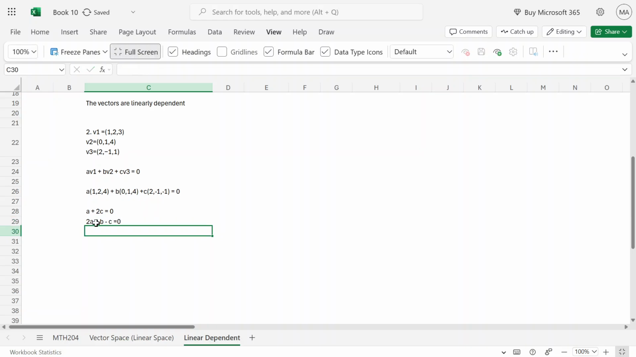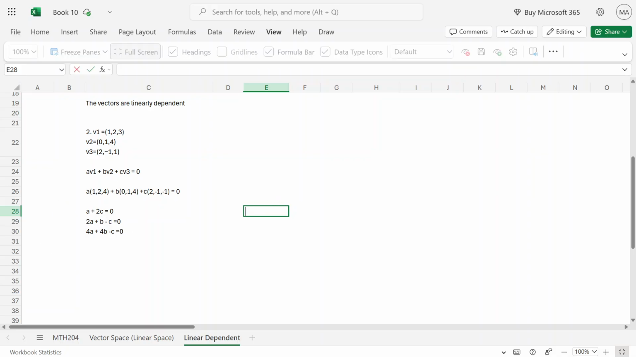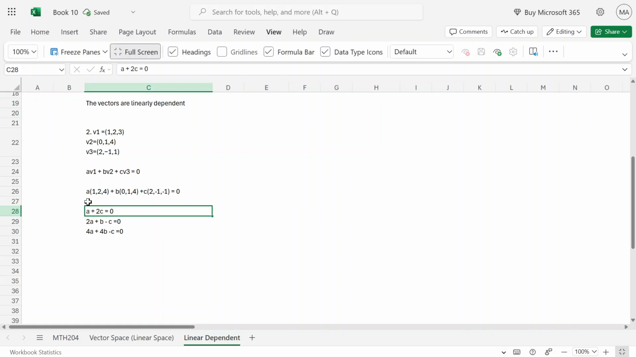And the third one is 4a plus 4b minus c again equals to. So now we need to eliminate a from this equation. So we want to eliminate a. Now, what do we do? We multiply the first one by 2. So 2 times this equation and we'll be able to eliminate a.